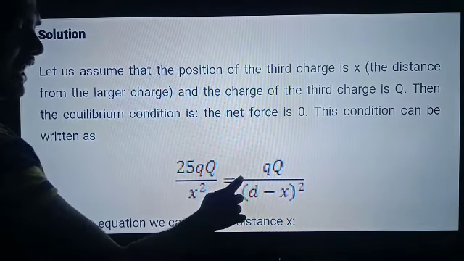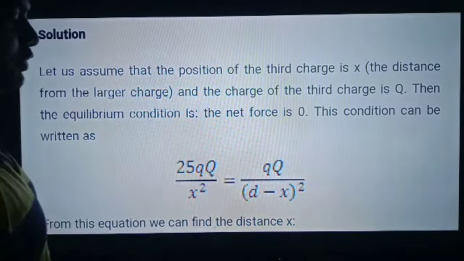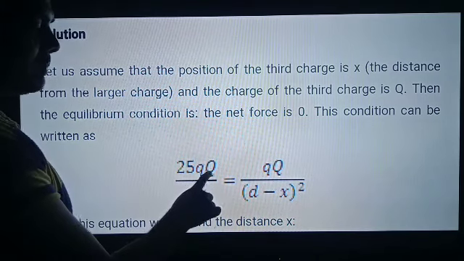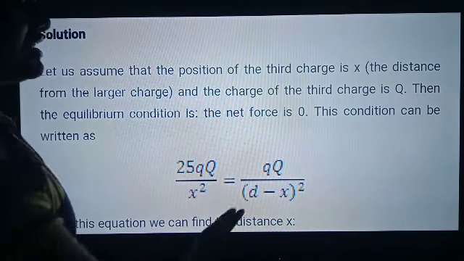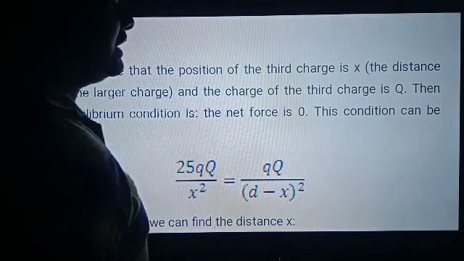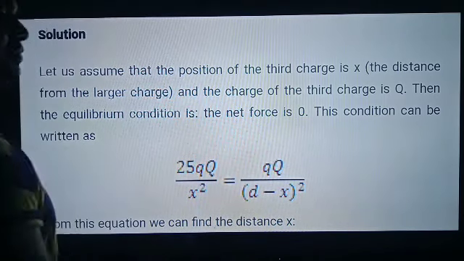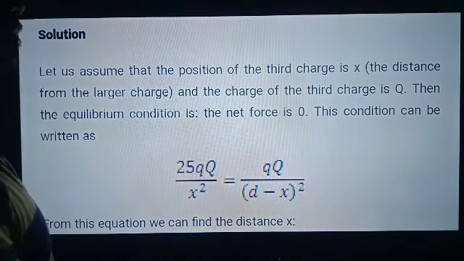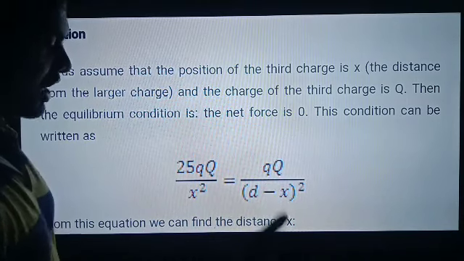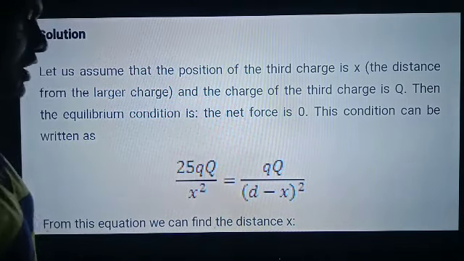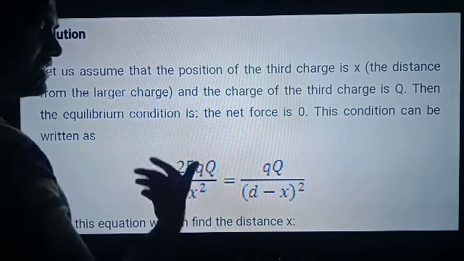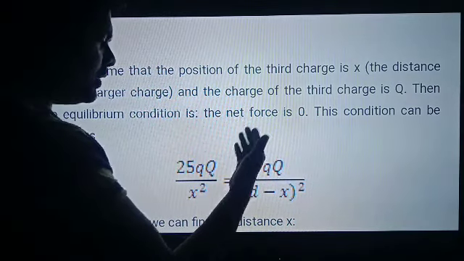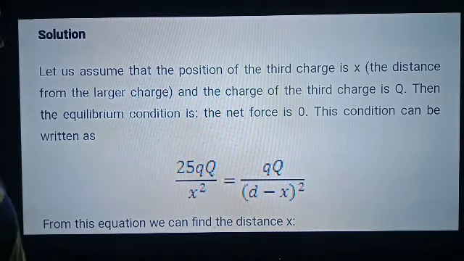K on this side and this side will cancel. So what would be left? 25q capital Q upon x square is equal to q capital Q upon d minus x square. This is the short form. Whenever you are facing such a problem in competition, you just have to follow this method. Small q and capital Q will cancel. Now you have to find the relation of x over d.